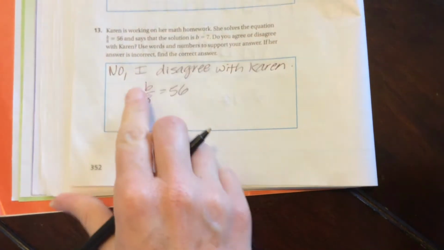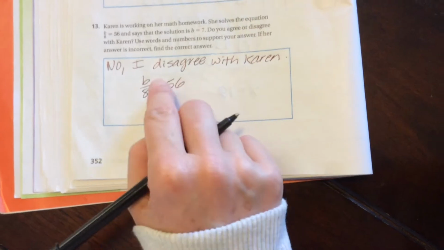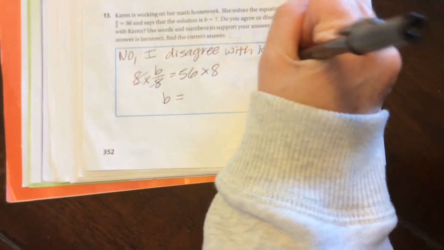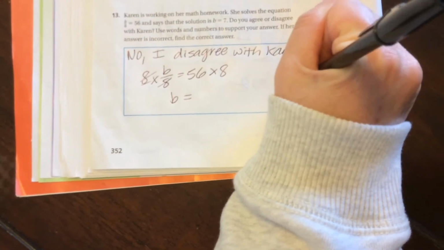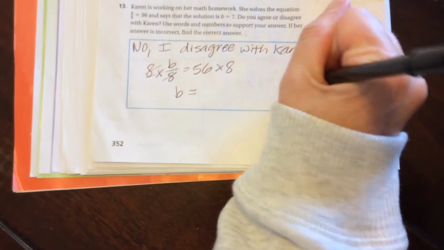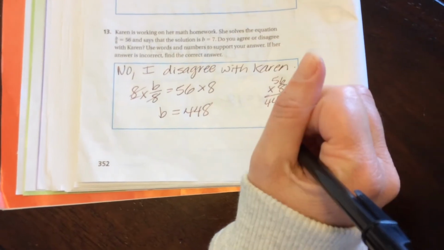And then to solve this correctly, I know that b is my variable, and it's being divided by 8. I have to do the inverse of dividing by 8, which would be multiplying by 8. So I'd have to multiply both sides by 8, and then b would be by itself. And then on this side, it would be 56 times 8. 6 times 8 is 48. Carry the 4. 8 times 5 is 40 plus 4 is 44. So b would be 448.